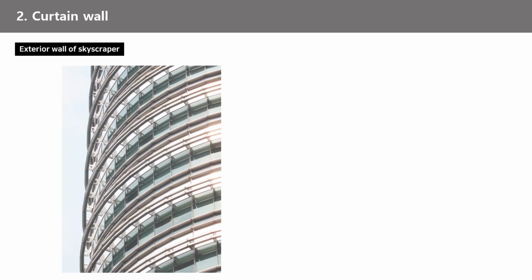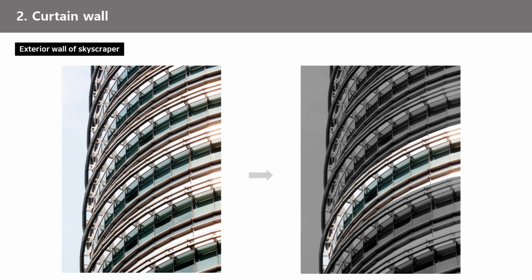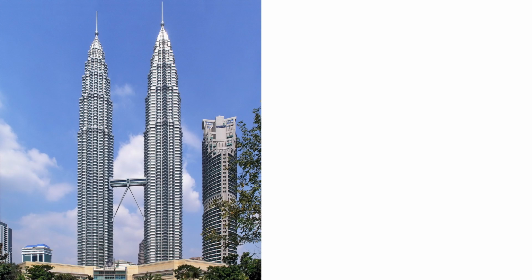Next, let's look at the curtain wall used in Petronas Tower. Curtain walls are often used in skyscrapers. As you can see, it is mainly used as the exterior wall of the building. There are several reasons for using curtain walls in skyscrapers.